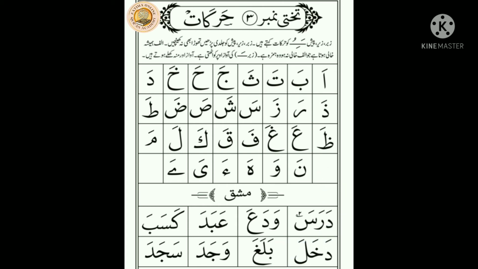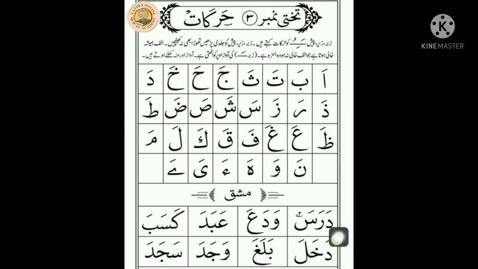Now look at this exercise. This is an exercise where several letters combine to form a word. Like this we have to spell it differently, that means individually we spell all these letters, then we pronounce the complete sound. Repeat after me. Bismillahir Rahmanir Rahim.